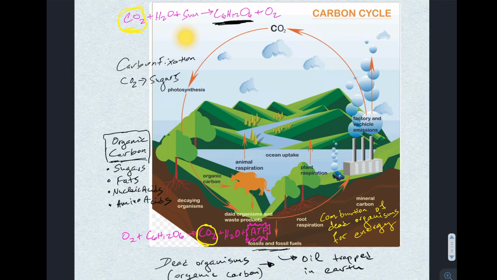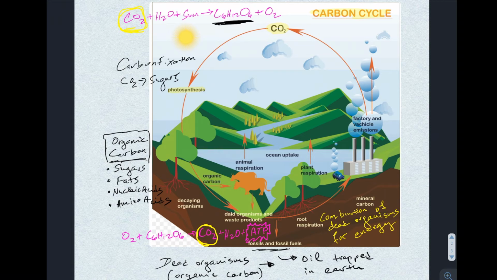The second cycle we want to look at is known as the carbon cycle. And of course, there is carbon dioxide in the atmosphere. This begins with photosynthesis, which is being done by the plants and other photosynthetic organisms on the earth.